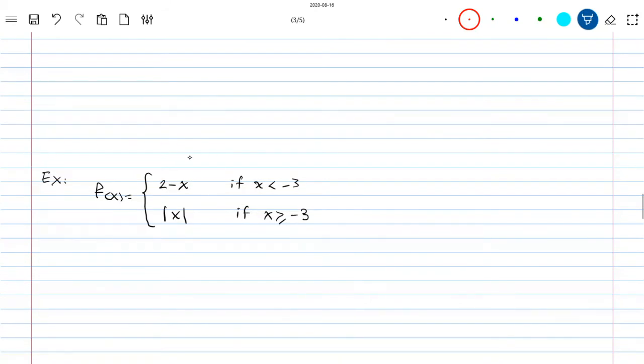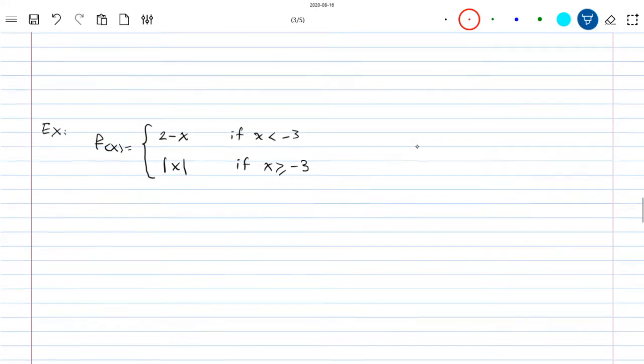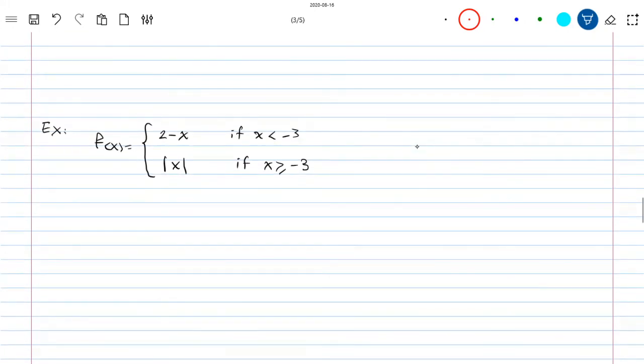Okay, f of x is in this format. This is called a piecewise function. I just wanted to make sure that you have seen it. So f of x equals these two expressions. Sometimes it's 2, sometimes it's 3 or 4 and so on. You can have multiple expressions, but the domain is broken down in this format. They say if your input x is less than -3, use this expression. If the input is greater than or equal to -3, use this expression.